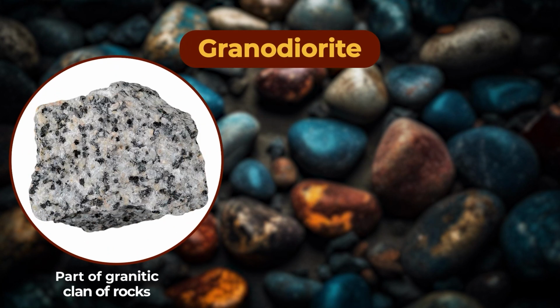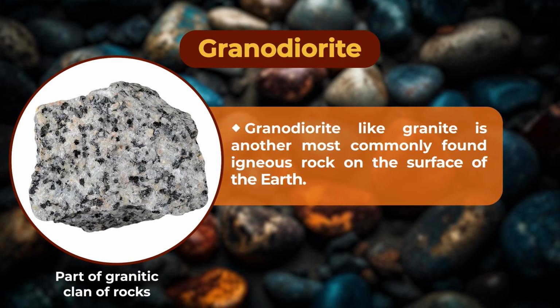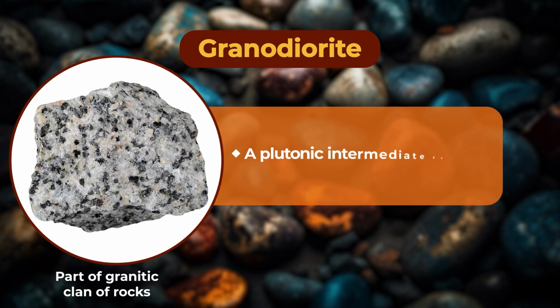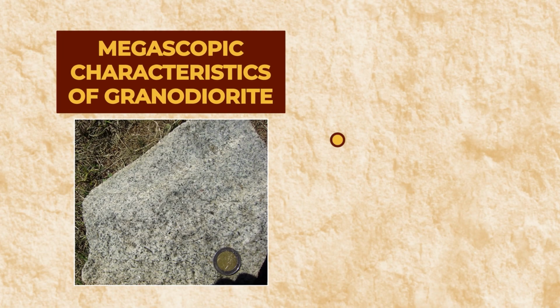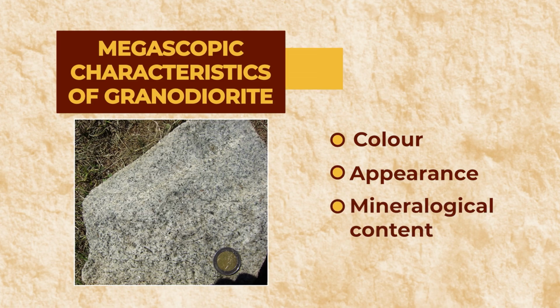Granodiorite is a rock from the granite trend and is the most commonly found igneous rock on the surface of the earth. It is a plutonic intermediate rock, mostly light colored with grains large enough to be seen with the unaided eye. As you can see, the granodiorite hand specimen is shown, and you can clearly make out the grains in the sample. The megascopic characteristics of granodiorite will include the color, its appearance, and the mineralogical constituents of granodiorite.